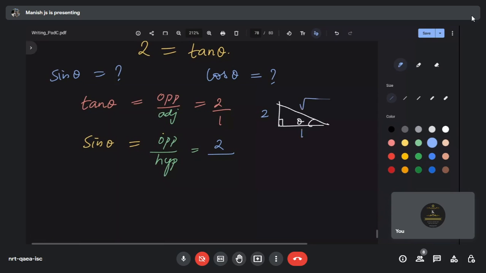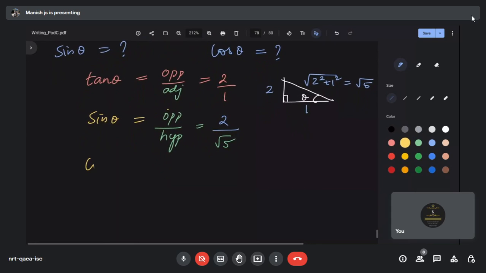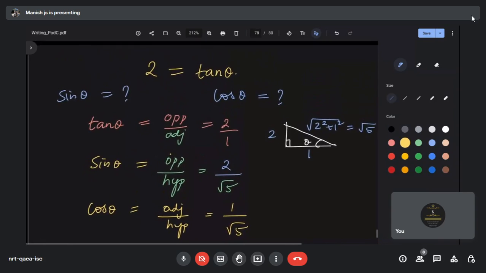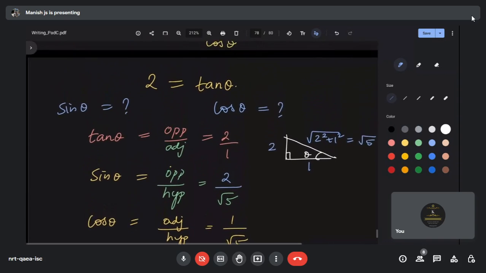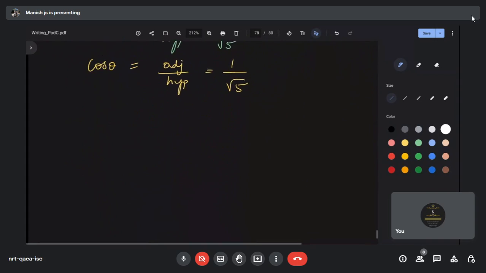2 square plus 1 square under root, which is nothing but root 5. So sin is 2 divided by root 5. In the same way, what is cos? It is 1 divided by root 5, adjacent by hypotenuse. So adjacent by hypotenuse is 1 by root 5. Understood? So you need to frame the triangle and get the values. Once you have the values, it is easy to find the range.